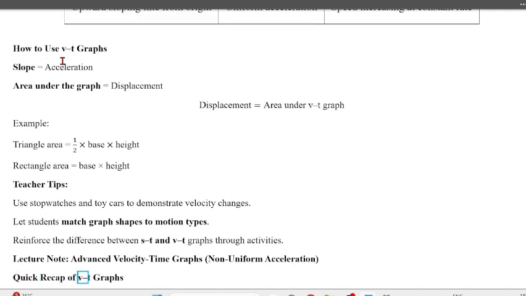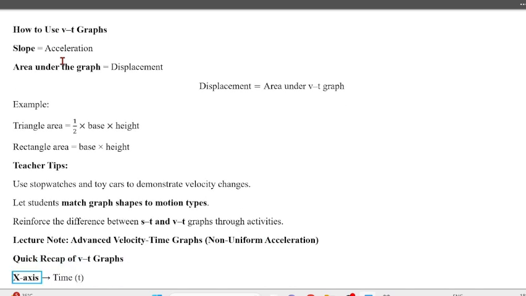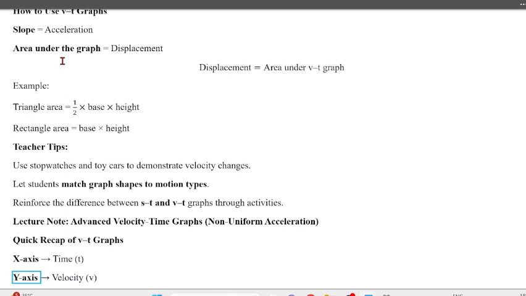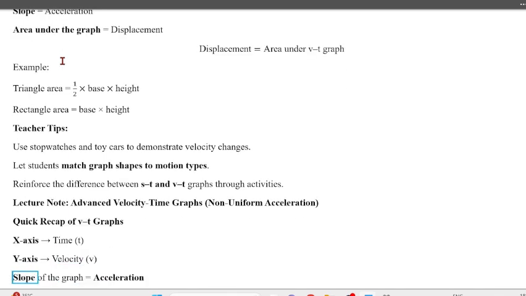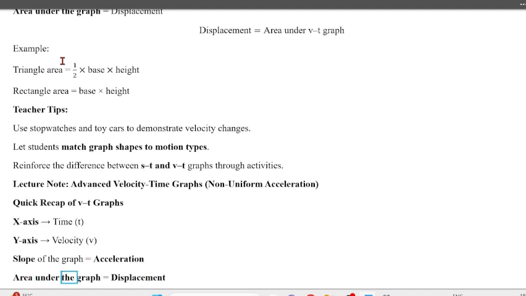Quick recap of V-t graphs. X-axis time t, y-axis velocity v. Slope of the graph is equal to acceleration. Area under the graph is equal to displacement.